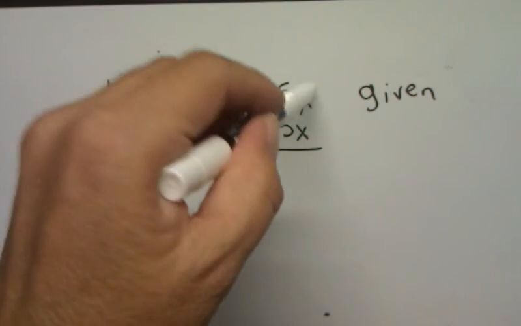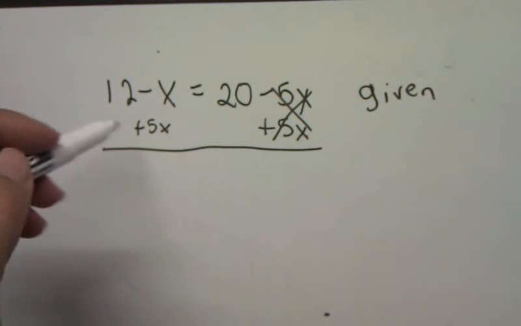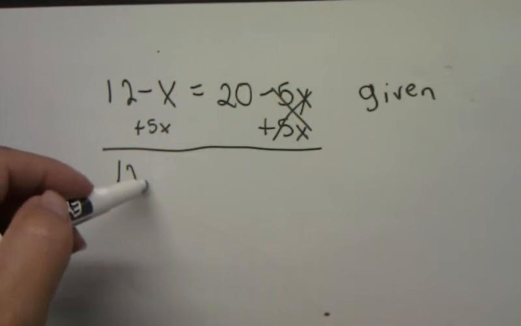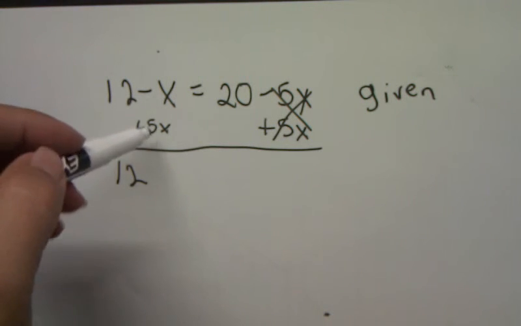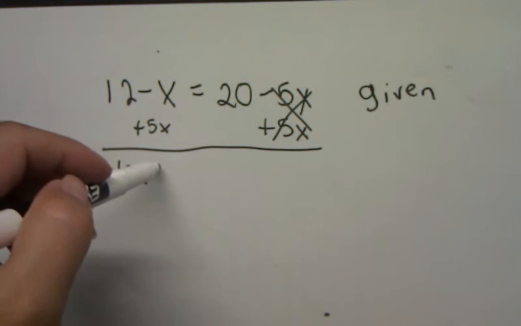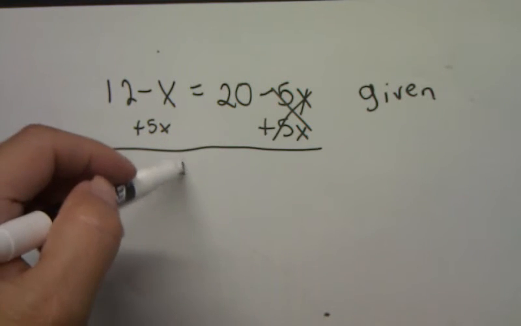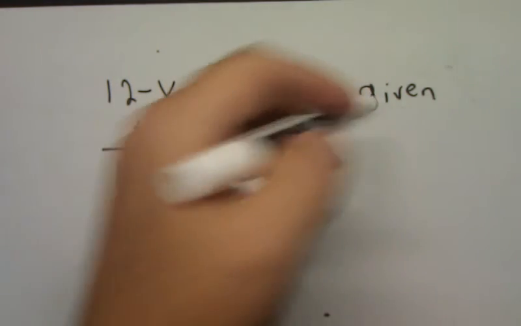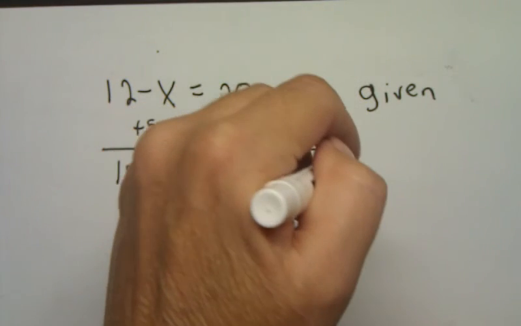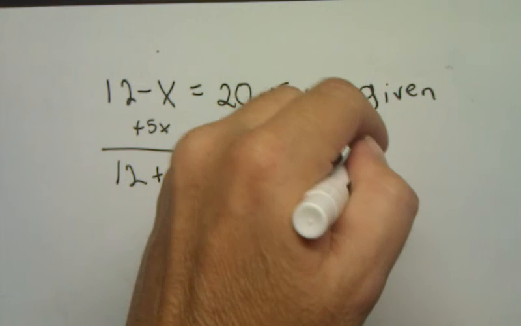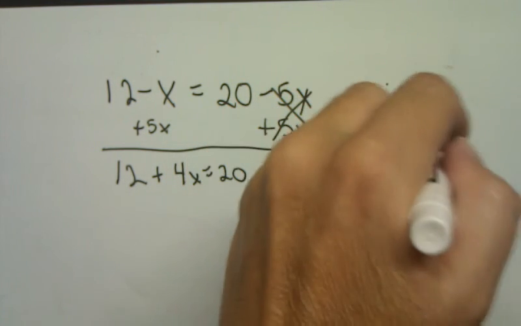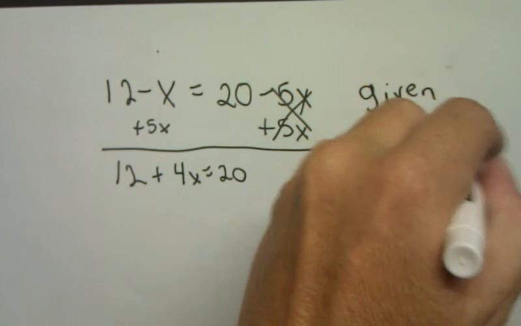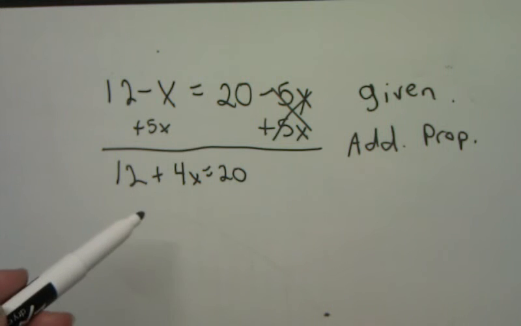Okay, these cancel out, and I'm left with 12. My signs are different, so I look at the sign of the larger number, it's plus. 5 minus 1 is 4, so 4x equals 20. What did we do? We added. That's why this is the addition property.